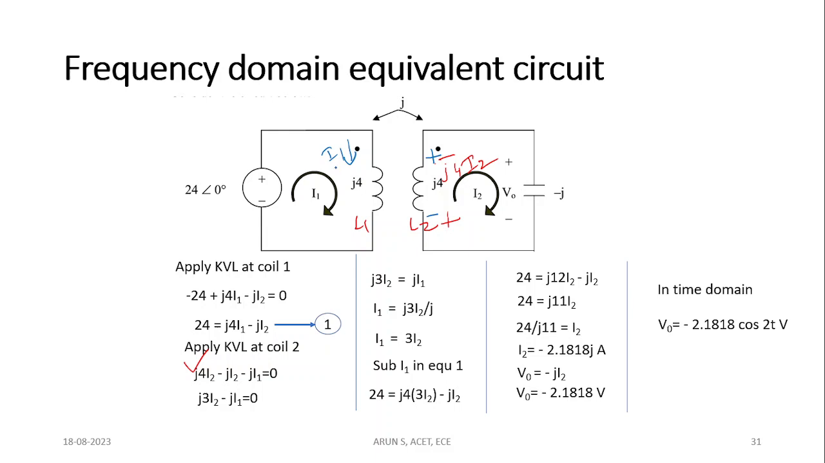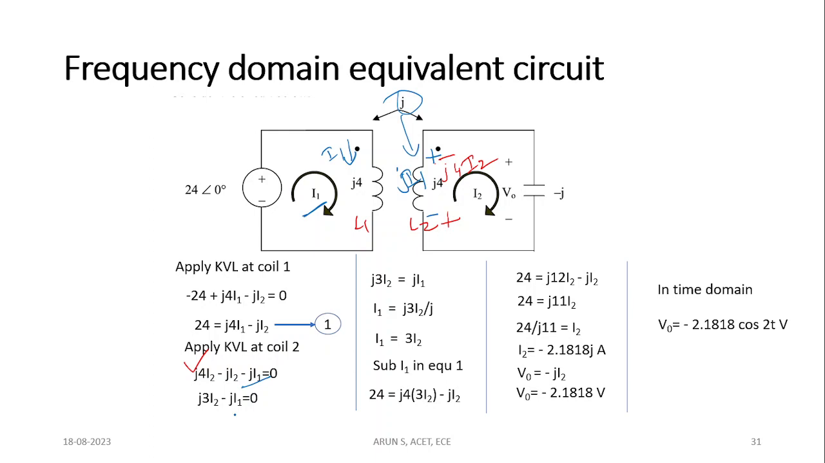Here I1 is entering the dot and leaving the undotted terminal. If it is entering the dot, it will generate positive potential at the dot and negative at the undotted terminal. And the value I am going to get is the mutual inductance j multiplied by current I1, because this voltage is generated across L2 based on the current I1 flowing through L1. That is why I call it the mutually induced voltage. Now check the current direction: it is entering negative and leaving positive, so it does not obey the passive sign convention. So I will write minus j times I1 equal to 0.